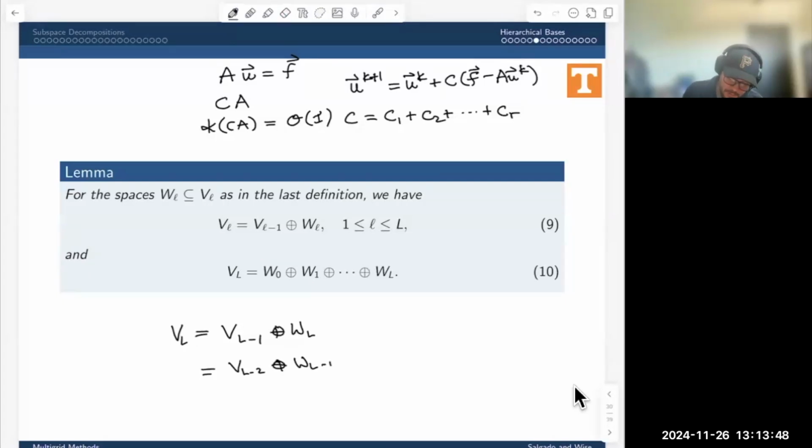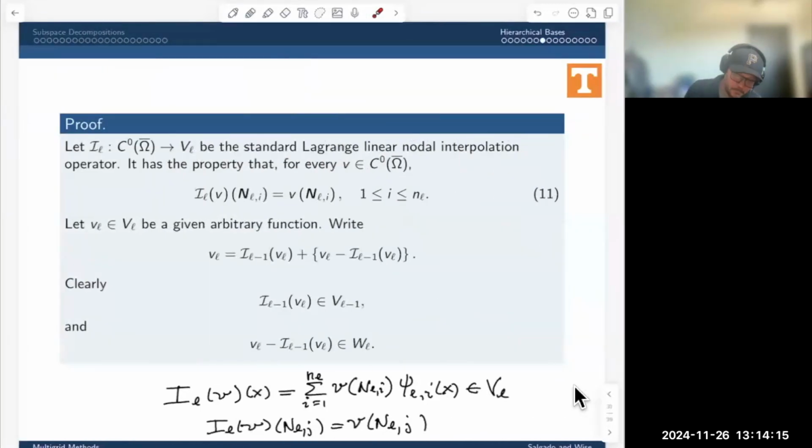So that's W_L minus 1 direct sum W_L. So just continue on. Now replace this guy. And then the last thing that you need to know is that V_0 and W_0 are exactly the same. That was by definition. So you can go all the way down to the basement and continue this process until you get all the way down to here using 9. So 10 follows from 9.